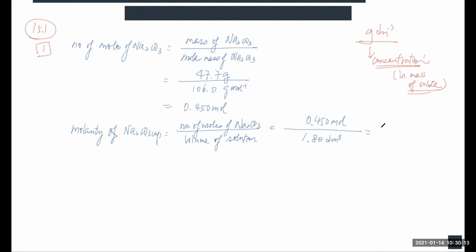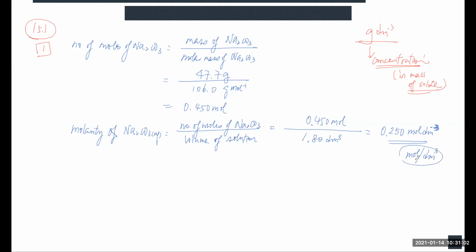So you may get it as, what is that data? 0.25. Yes, 0.25, but the significant figures is 0.250 molar. So please check your significant figures. Okay, so the unit for this is mole per dm cube.